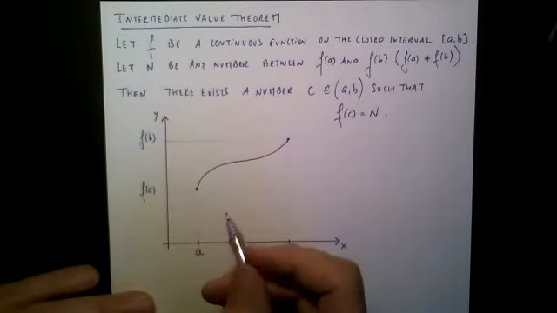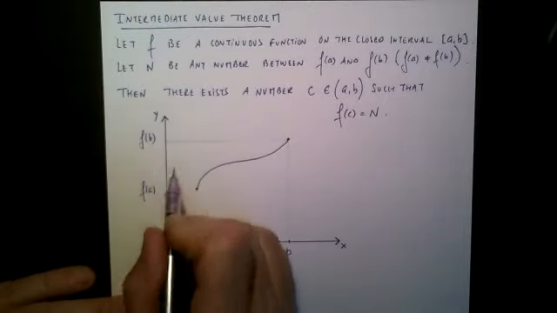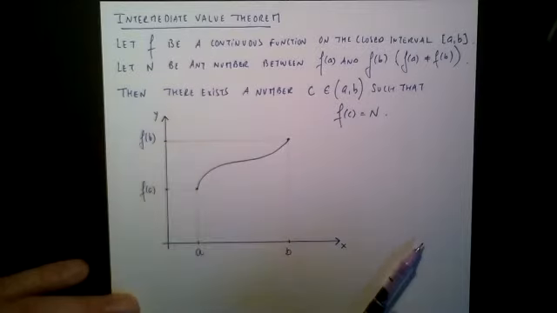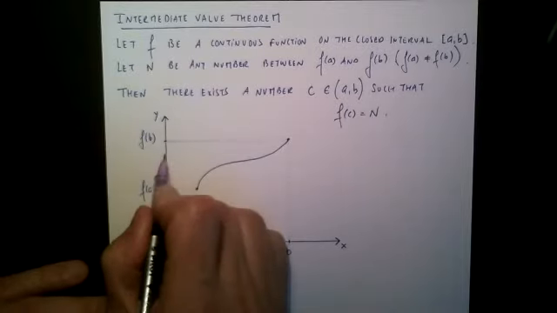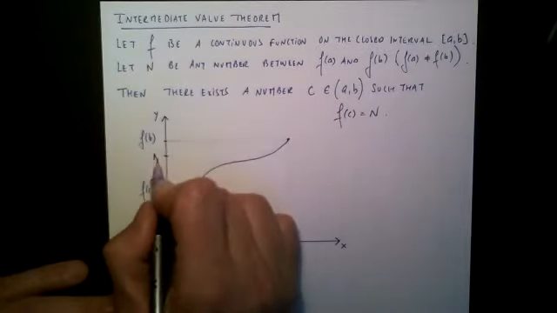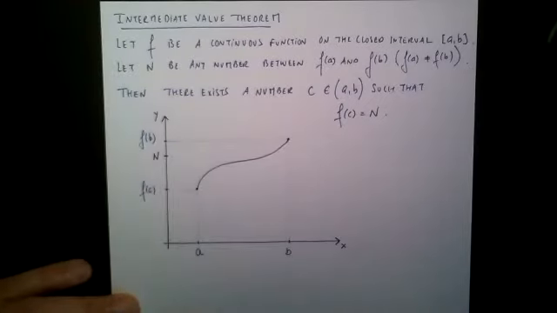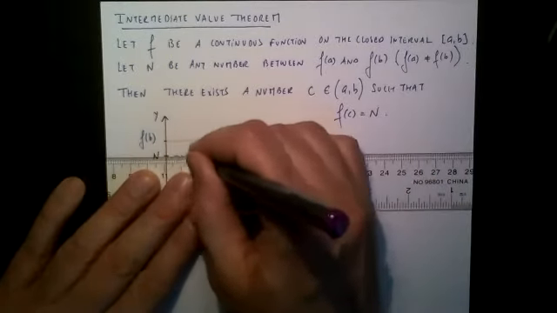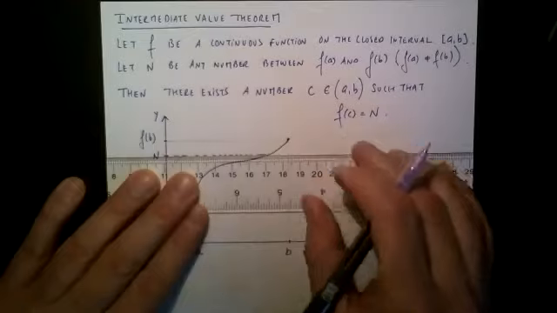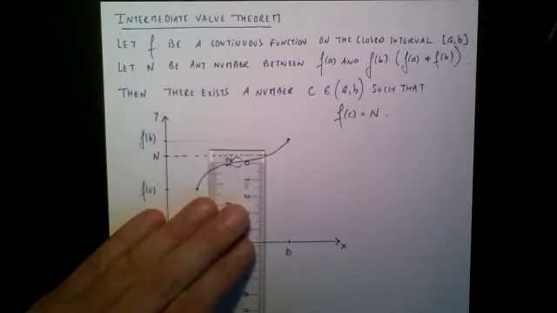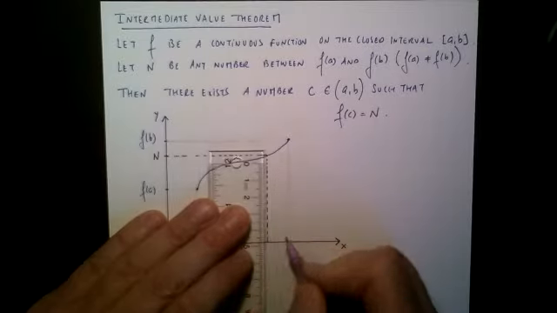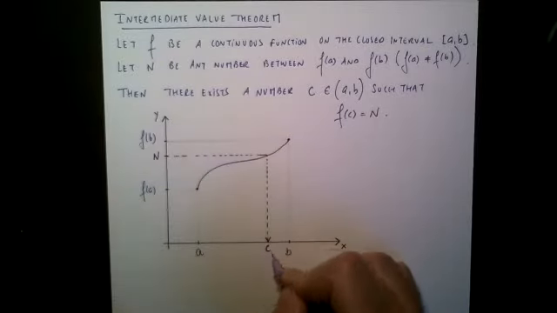If you take any number between f of a and f of b, any number in this region here, any number n, then for sure there is going to be a corresponding value, or source, in the interval (a, b). Guaranteed.